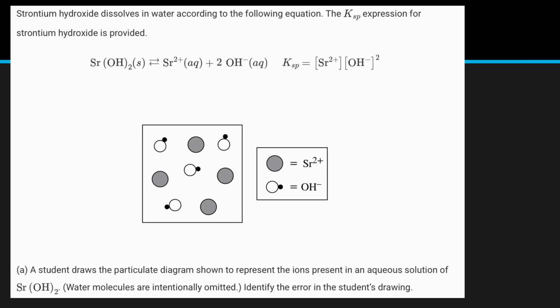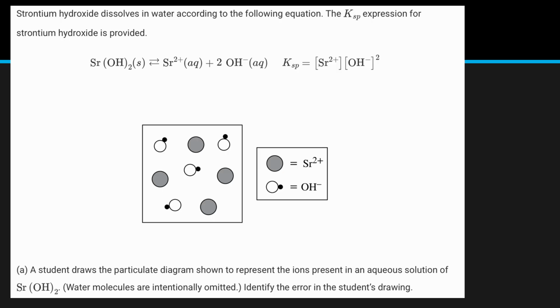Strontium hydroxide dissolves in water according to the following equation. A student draws the particulate diagram shown to represent the ions present in aqueous solution of strontium hydroxide. Identify the error in the student's drawing.